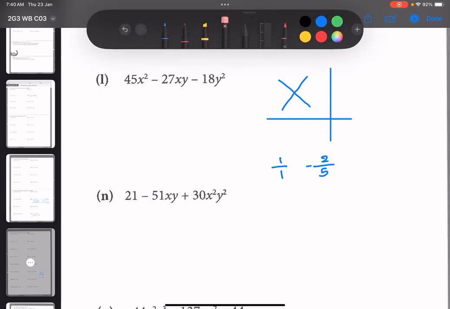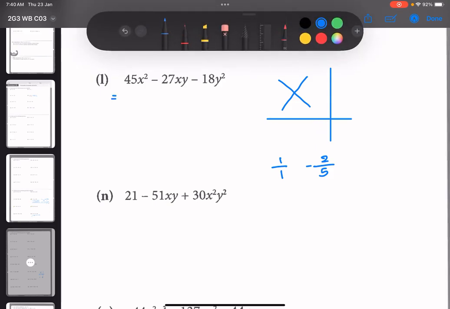Come back to my question. Take out common factor. Should be able to take out a 9. How I know? Denominator is 45x, so I can see a 5x squared. So let me take out my common factor.